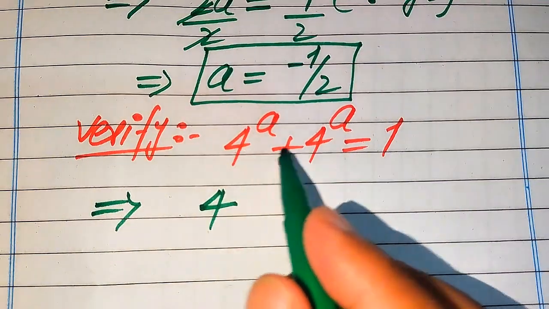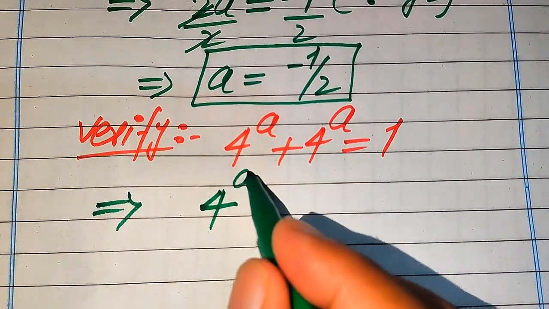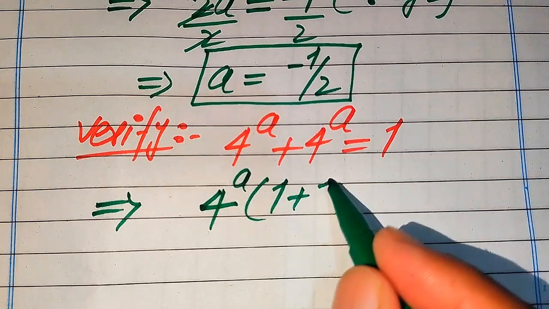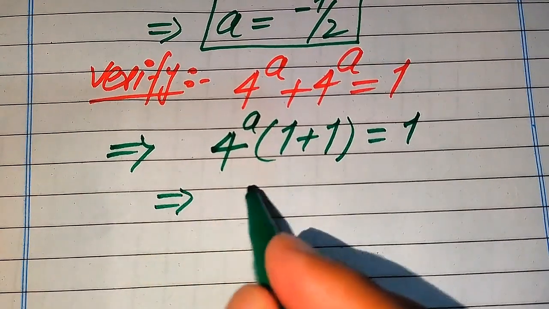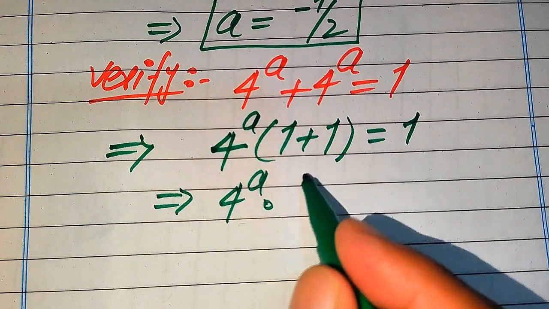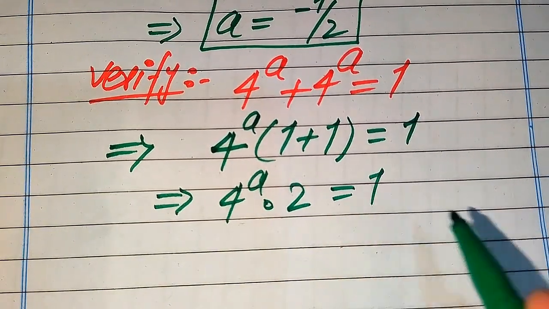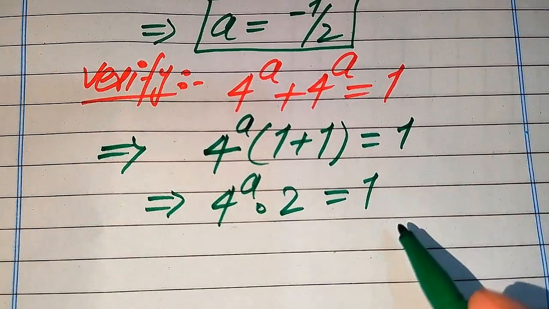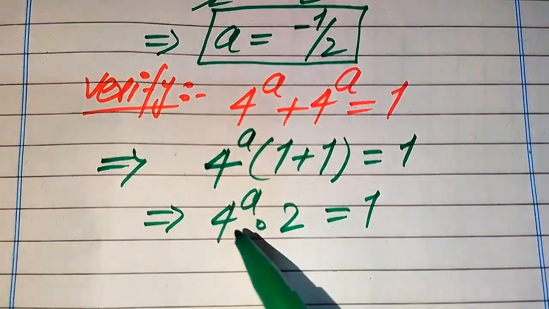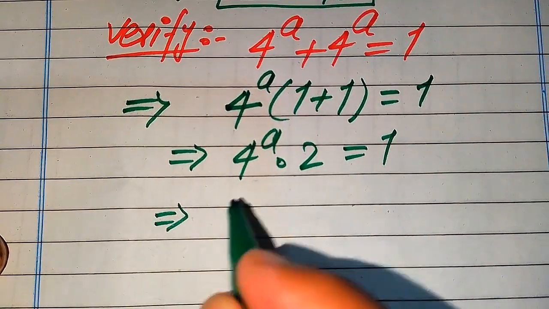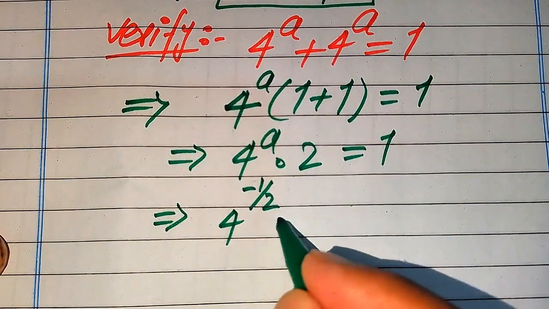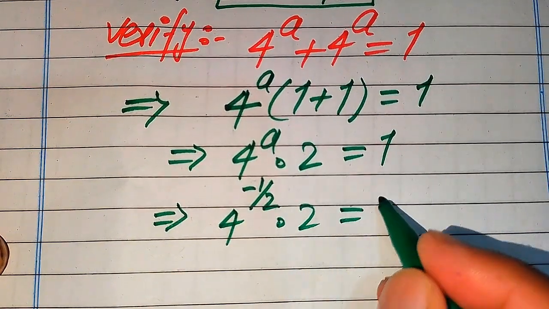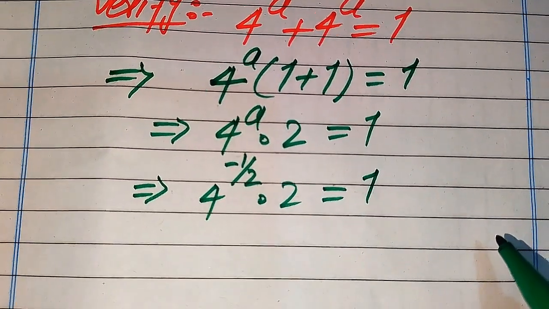In these steps first you take common 4 to the power of a, and then you get 1 plus 1 is equal to 1, and then we add 1 plus 1 and it is equal to 2 equals 1. Now we are ready to put the value of a here. When you substitute this value of a, it becomes 4 to the power of minus 1 over 2 multiplied by 2 is equal to 1.